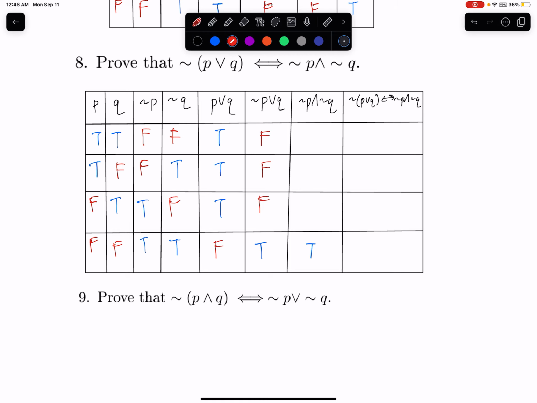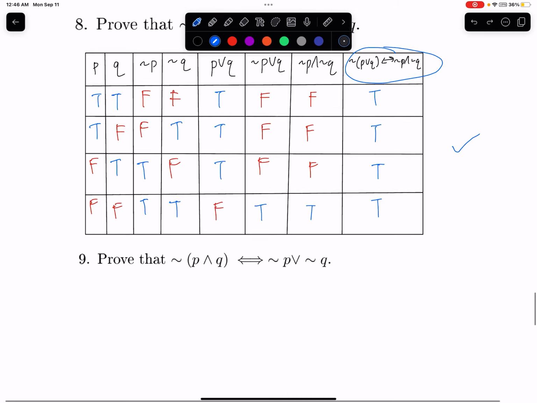And notice, again, I have this matching happening. So when I connect those 2 with a biconditional, it's going to be always true. And so I've proven a tautology. If this is a tautology, then that means this logical equivalence is accurate. So I've proven that logical equivalence.